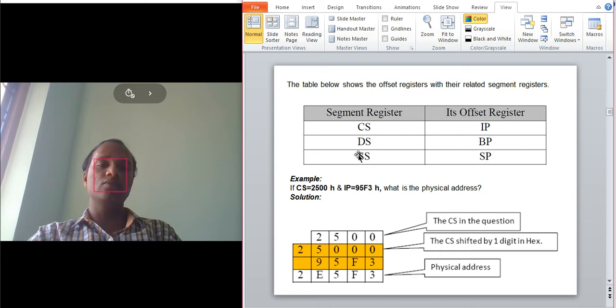Not only these three, we have one more segment register, that is extra segment register. Extra segment memory is the extension of the data segment memory, so we are calling it extra segment memory. In order to access that extra segment memory, we will use the segment register as ES, and the corresponding offset register is DI. These are the two registers you use to access those segmented memories.